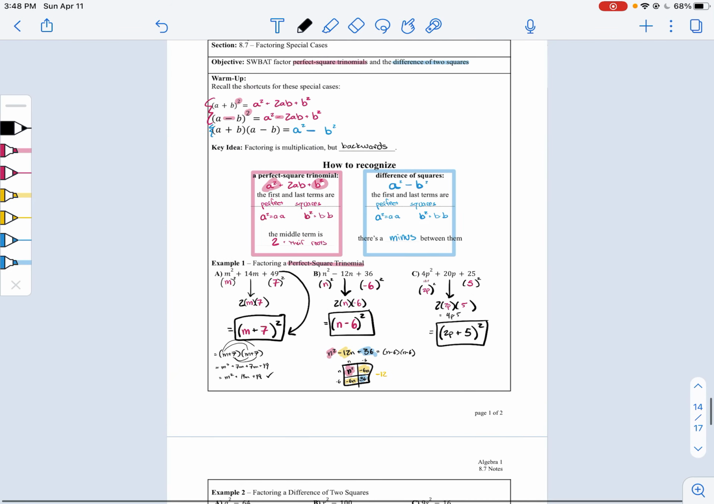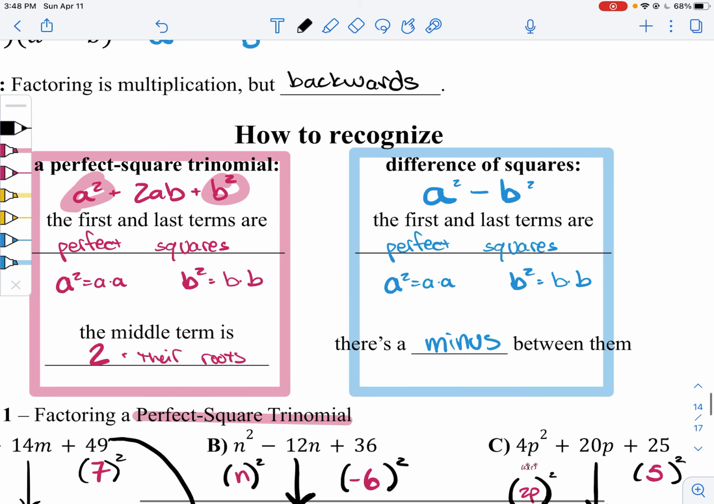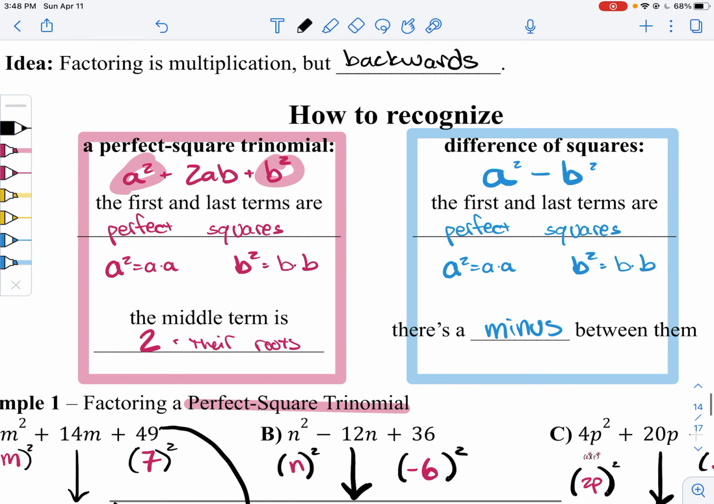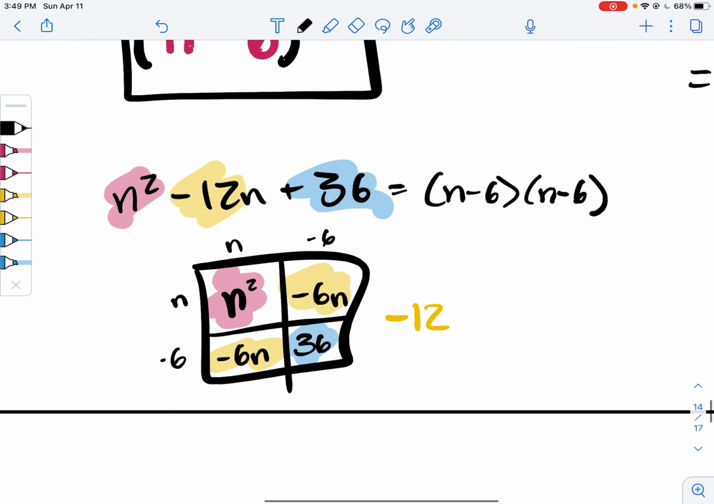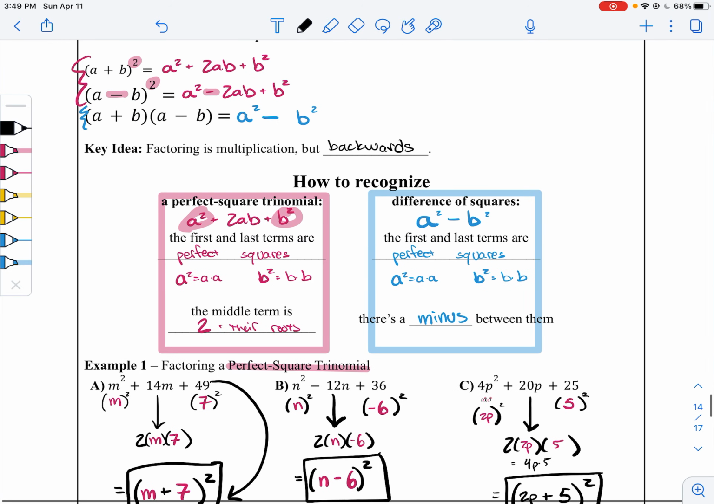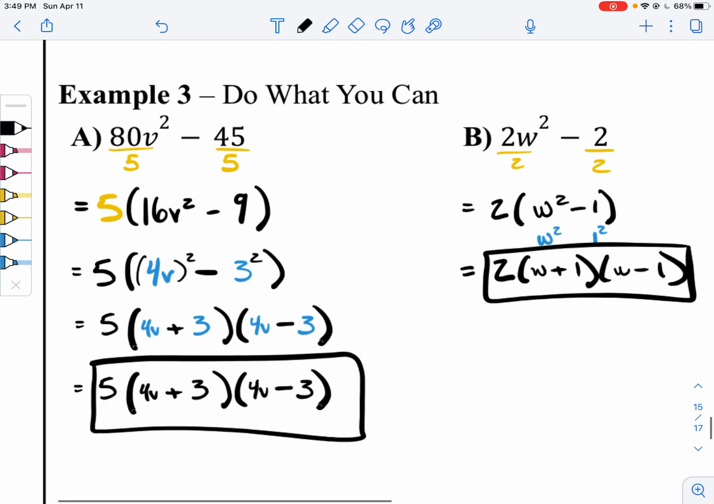So if you guys forget your shortcuts, that's okay. You can always use whatever factoring you like best, and that's great. But these shortcuts are super helpful, and you know what? Just take it one step at a time, piece by piece. Do what you can in algebra or in real life, and you'll get there.